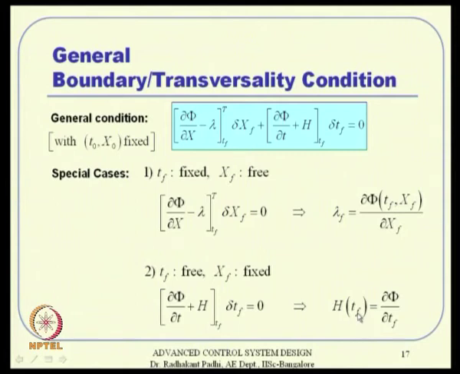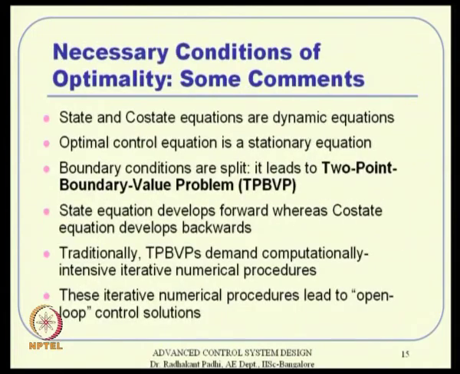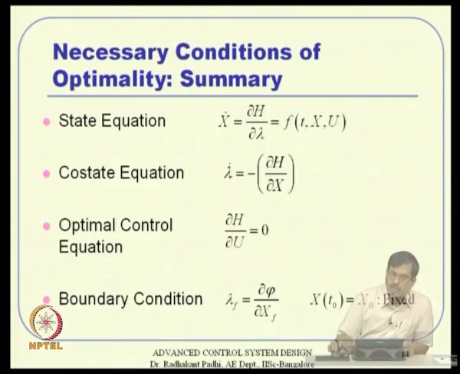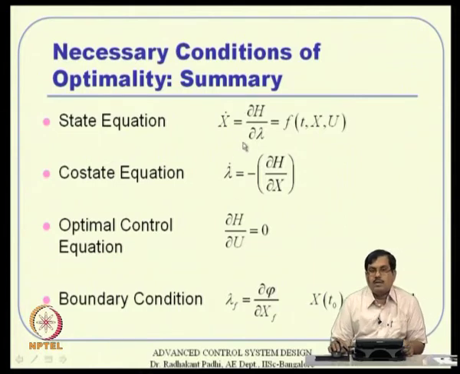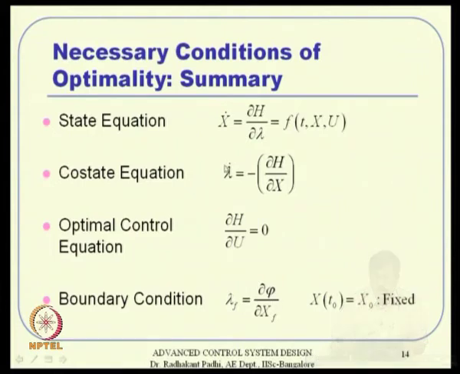Alright, so this is all about the transversality condition and all that. So, what is the summary? If you are given a problem, you try to formulate a proper cost function, and you select the Hamiltonian. The Hamiltonian is L plus lambda transpose F, and all these conditions are known to you: the state equation, co-state equation, optimal control equation, as well as the boundary conditions, and all these need to be utilized for solving any particular problem.